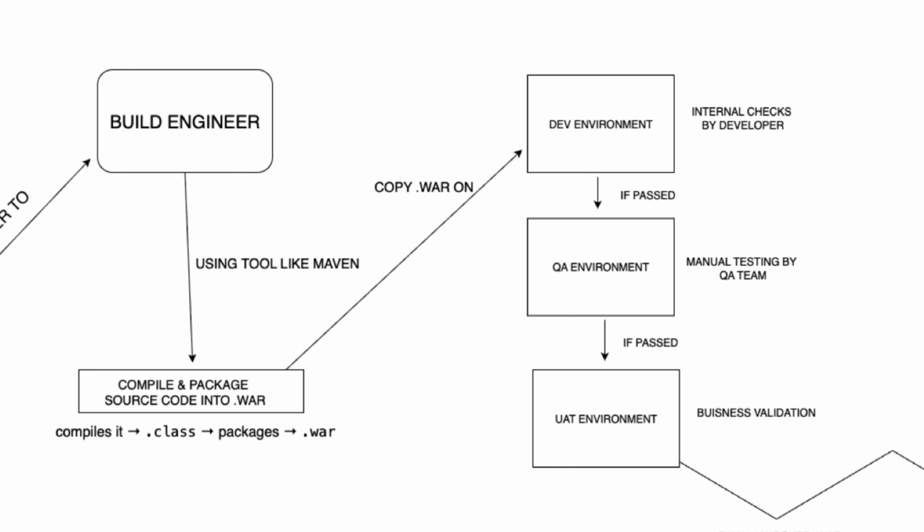Now, the application moves through different environments one by one. First is the dev environment. In the dev environment, the developer checks basic functionality. After checking basic functionality, if the developer passes the code, the application is handed over to the QA environment. In the QA environment, testers do manual testing. They run many test cases to check if everything in the application is working correctly or not.